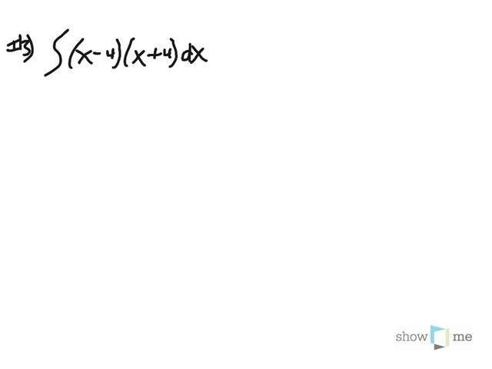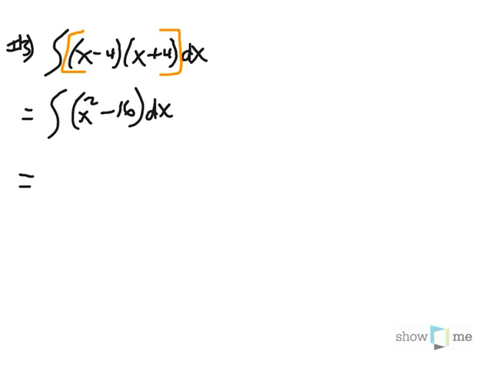This next problem, number 3, technically I should do brackets around this. It's going to be in your best interest to multiply x minus 4 times x plus 4 before you try to integrate. So this is going to give us x squared minus 16. If you use the FOIL method, you end up with a plus 4x and a minus 4x in the middle, and those cancel. Now to integrate this, simple.